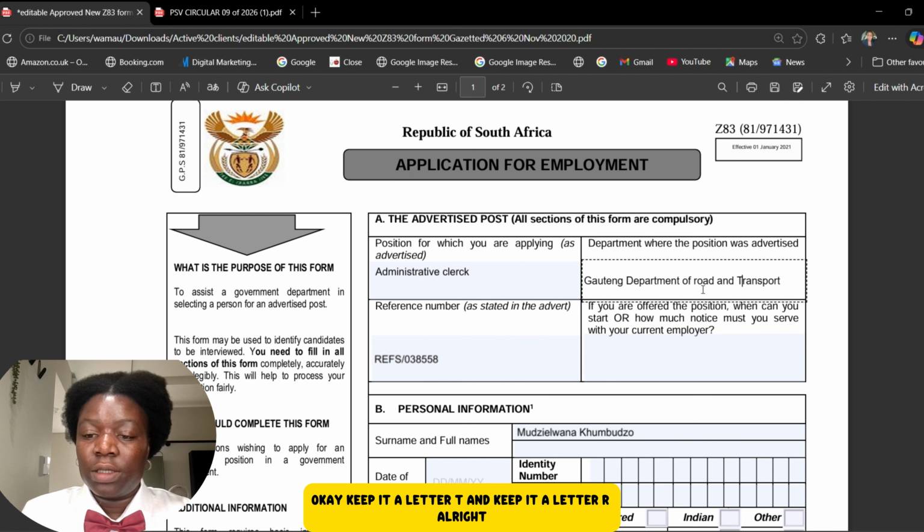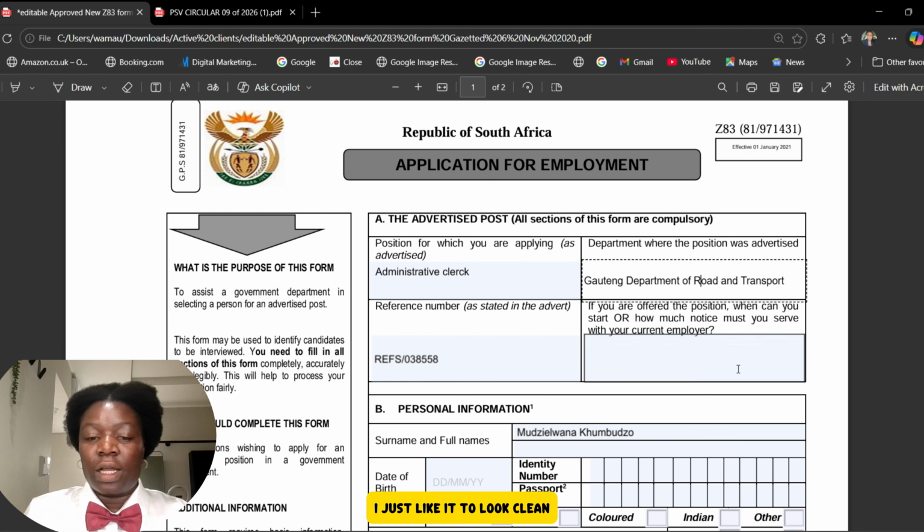Okay. Letter T and capital letter R, right? I just like it to look clean.